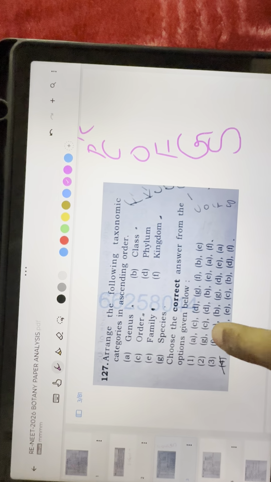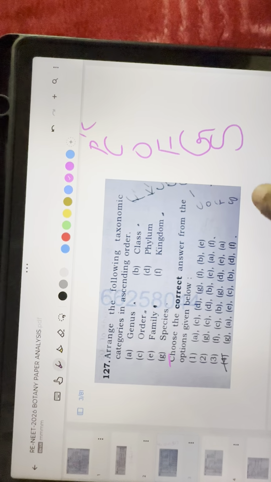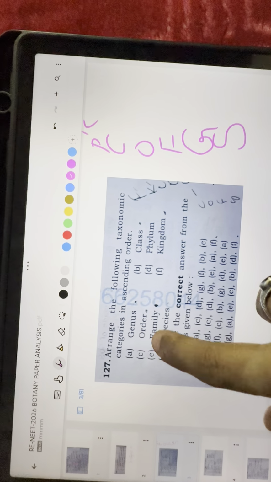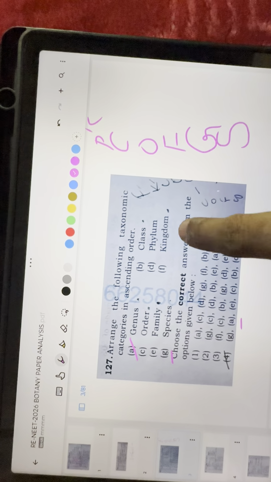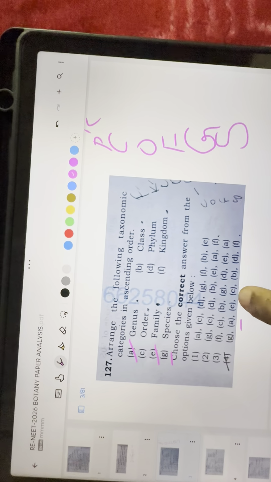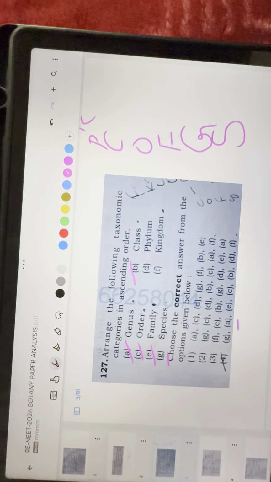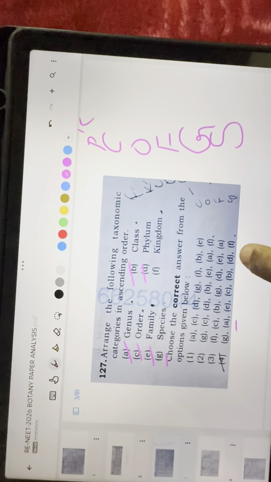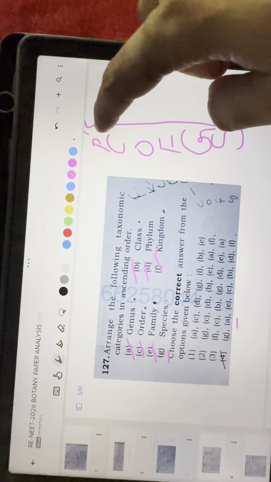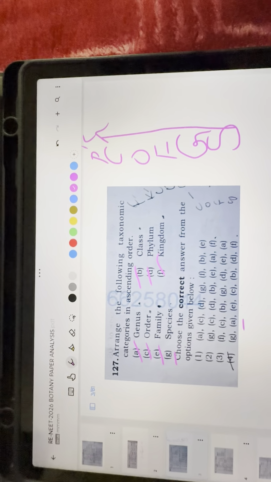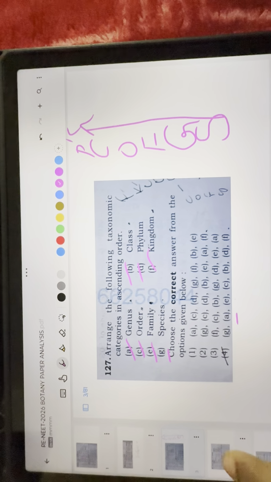So here S is the starting one. G should be taken out first. Then genus is taken. Like G, A is coming, and E is the family. Then C becomes the order. Then B is the class, and then D, phylum. Then F, kingdom. So like this, ascending order, where the increasing order of all the things will take place. So when we consider it like this, it is the ascending order.